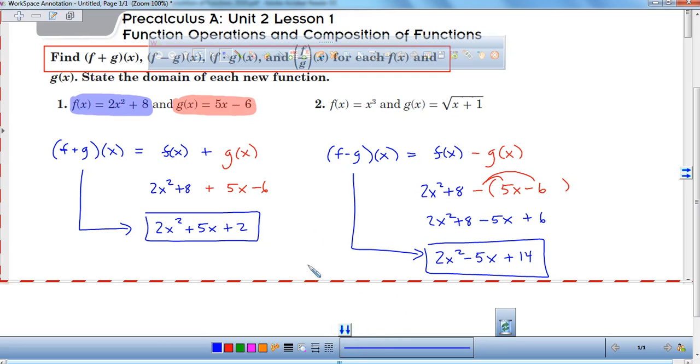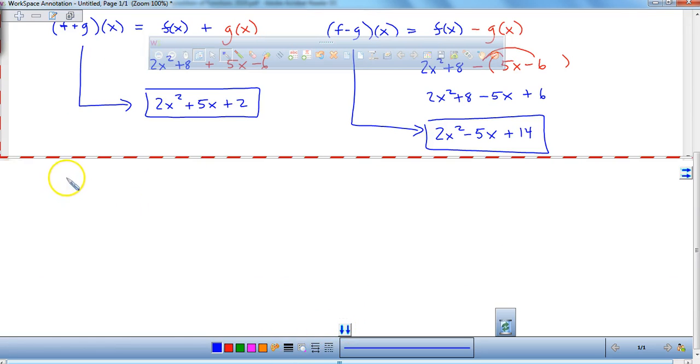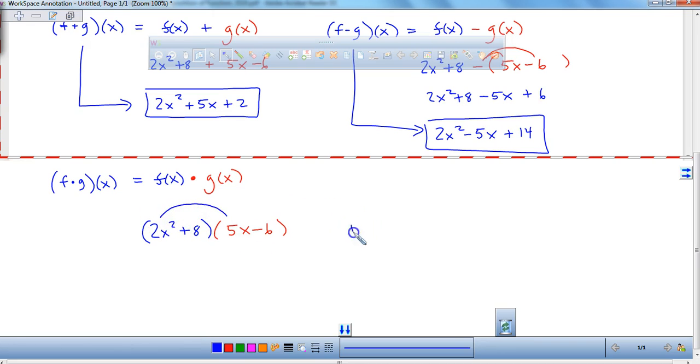Now we're going to do f times g of x. Hopefully you can kind of see the pattern here. If I say, what is f times g of x, that means we're taking f of x and we are multiplying g of x together. So now we have 2x squared plus 8, and we have g of x, which is 5x minus 6. We're going to have to do the FOIL method here.